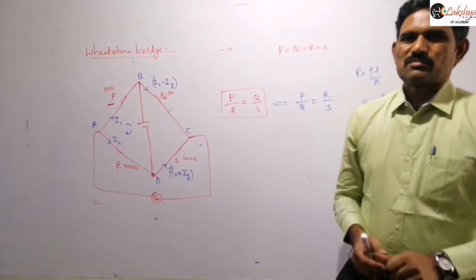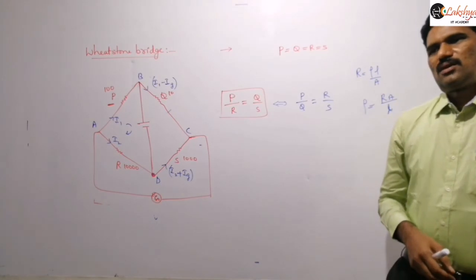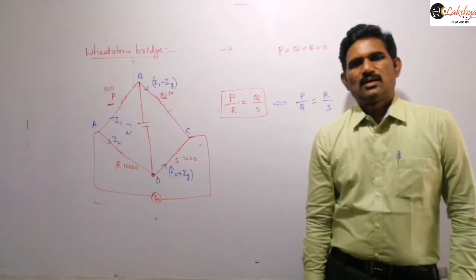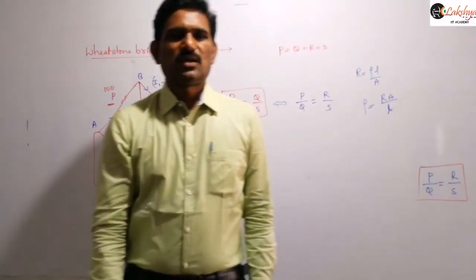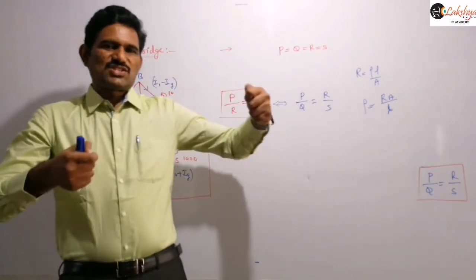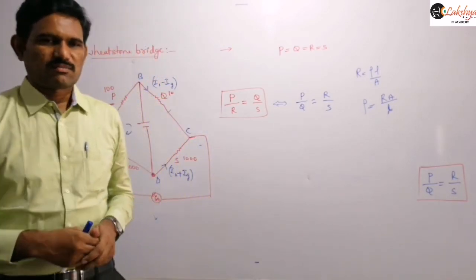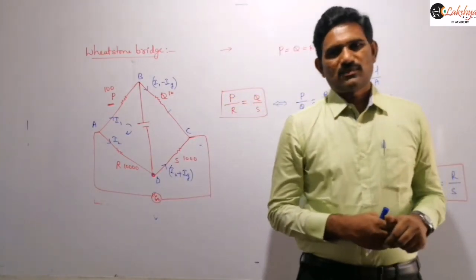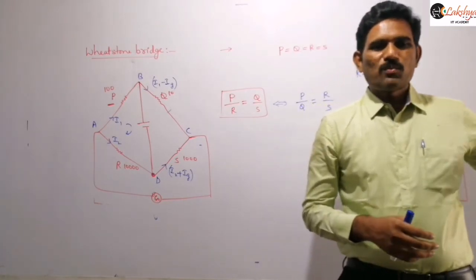the Wheatstone bridge is also used to find the strain produced in the wire. So can you say how it finds the strain produced in the wire? Because you know, when you are stretching the wire or compressing the wire, the length and area of cross section of the wire change, right? When the length and area of cross section of the wire are changing, then automatically the resistance is also changing.